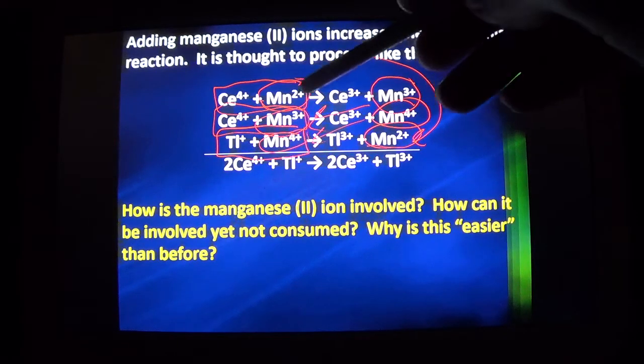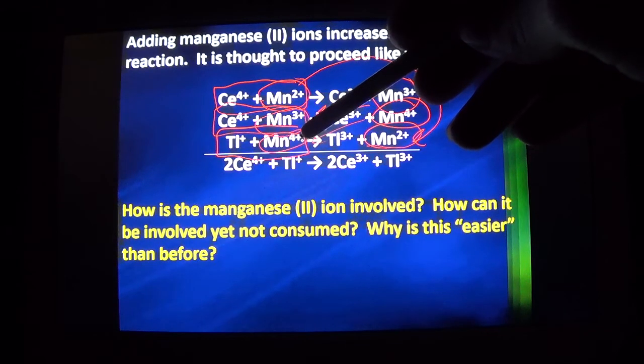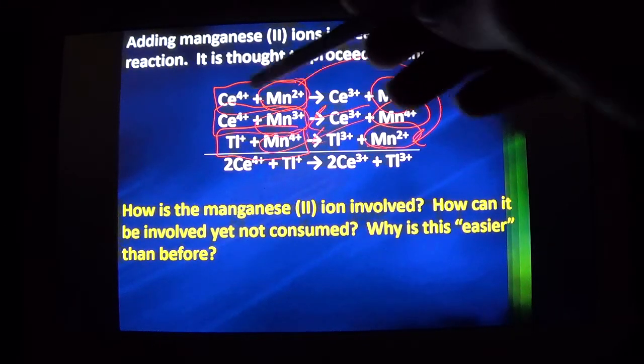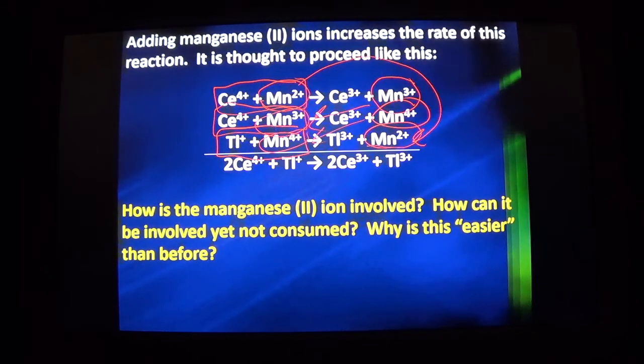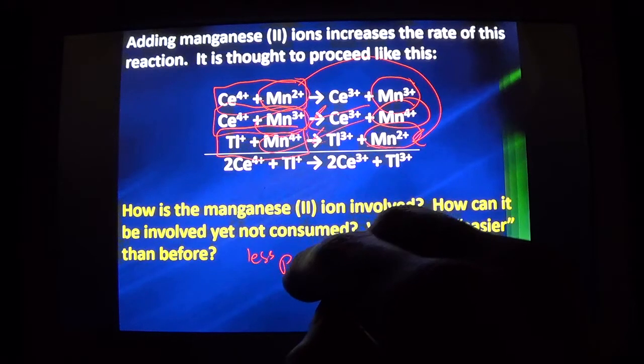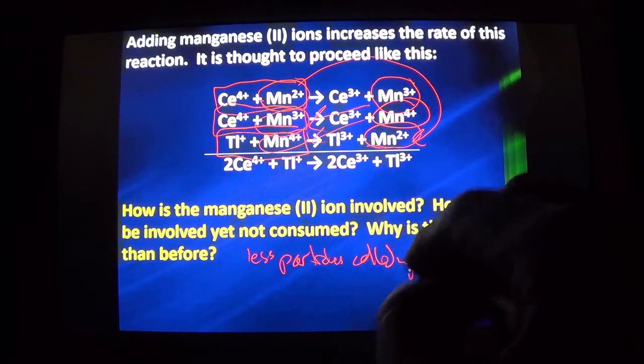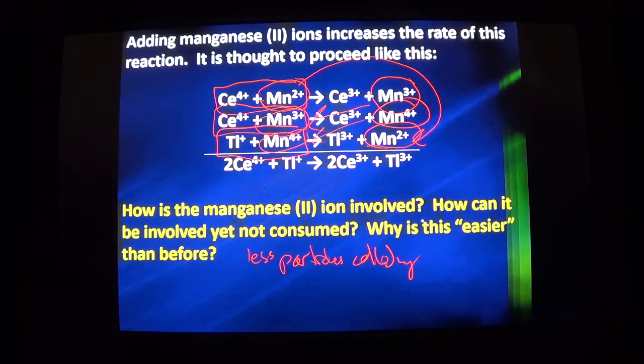Now notice, it doesn't matter that we're doing it in more steps. That has nothing to do with it. All right. What we're looking at is how many particles need to collide to make the reaction happen. So why is this easier? Because we need fewer particles colliding, literally. That's why it's easier. Yeah, it does it in more steps, but that's fine. Statistically, there's a much greater chance of 2 particles colliding than 3.